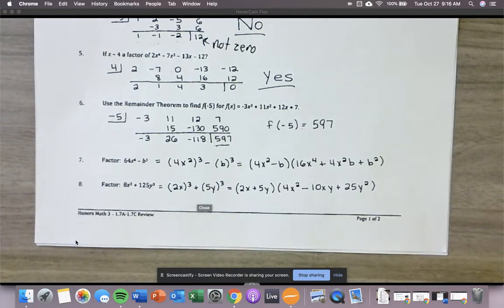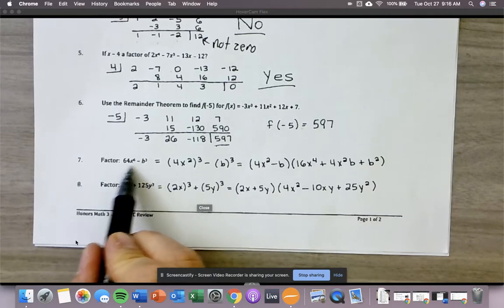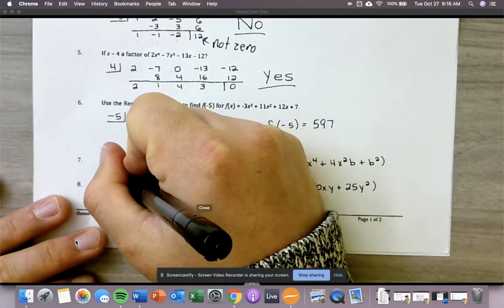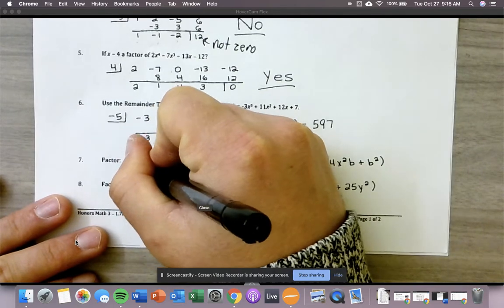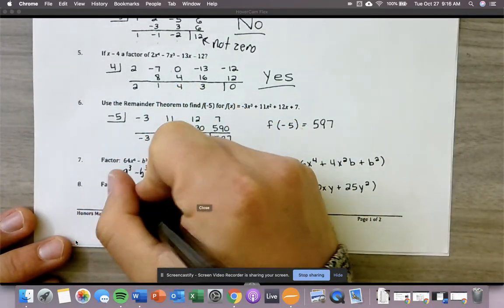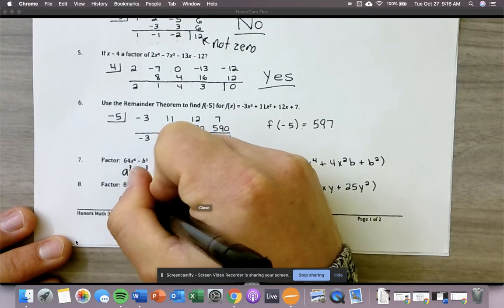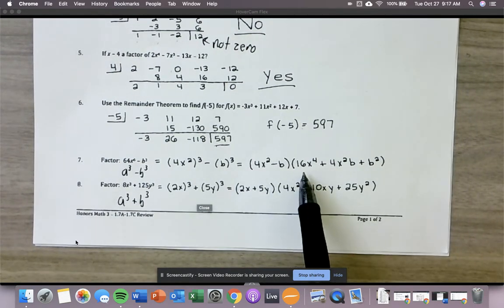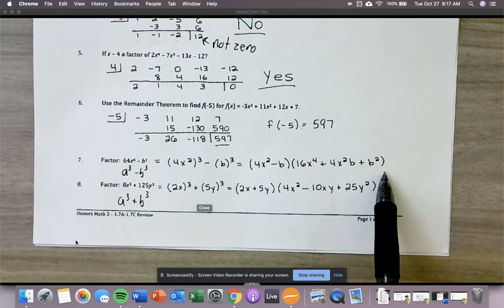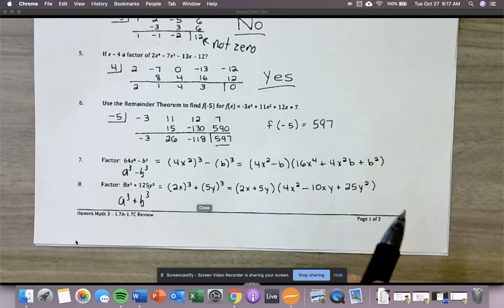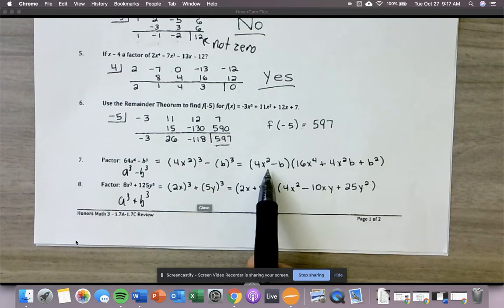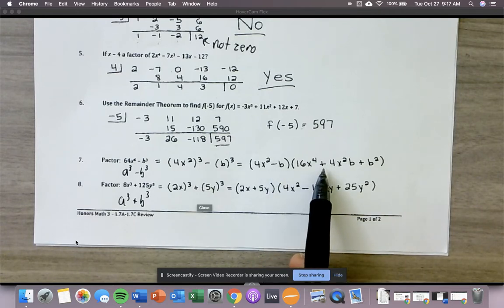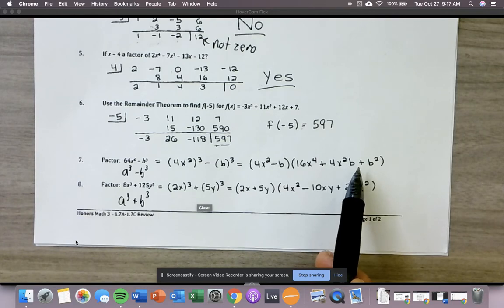Right? So these are sum and difference of cube problems, right? So we know the goal of these is to get it to look something like a cubed minus b cubed, right? Or in the case of number 8, a cubed plus b cubed. Because once we can figure that out, then we just plug them into that formula, right? That a minus b times a squared plus ab plus b squared. And we remember this by that SOAP, right? SOAP. It's always the same sign, then the opposite sign, then the last one is always positive.